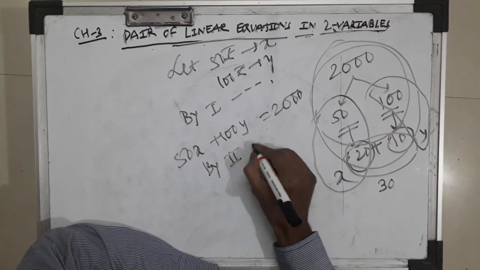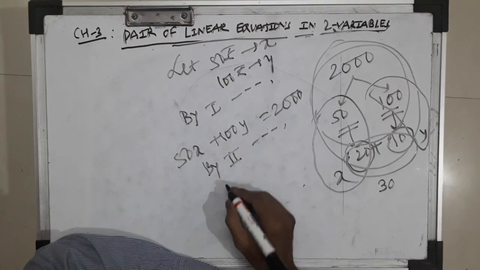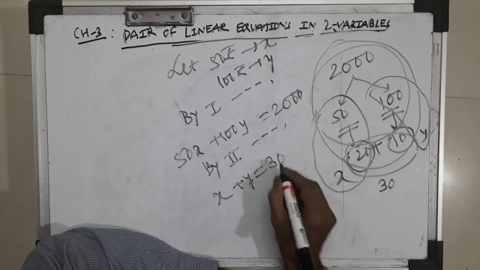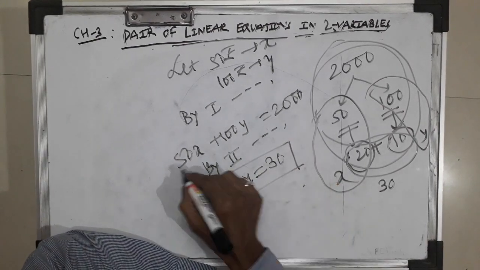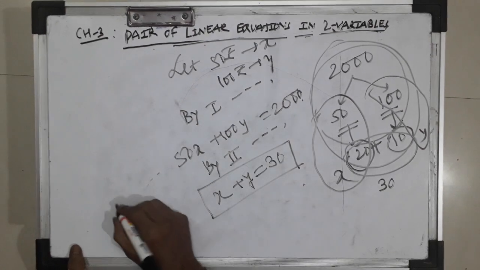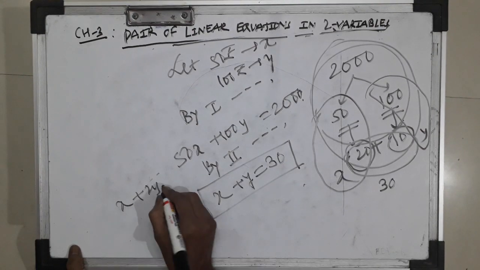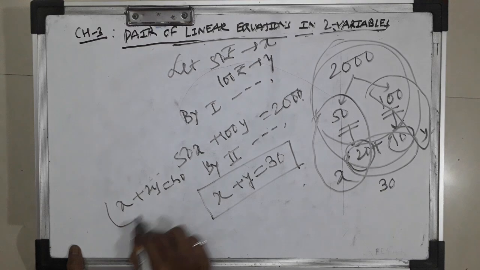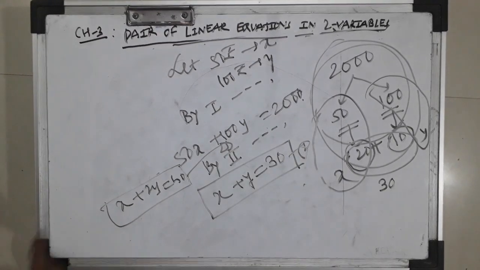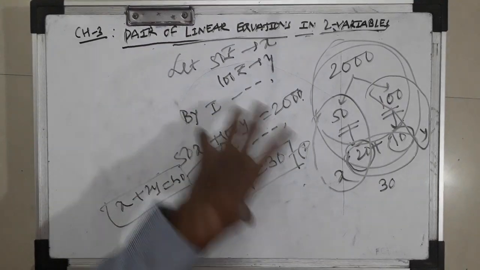By second condition. What is the second condition? The total number of notes is 30. That's why X plus Y is equal to 30. We have got one equation here. We can simplify this by dividing throughout by 50. Then it becomes X plus 2Y is equal to 40. So in this way we can get the first equation, and this as the second one. In this way we can form the equations.